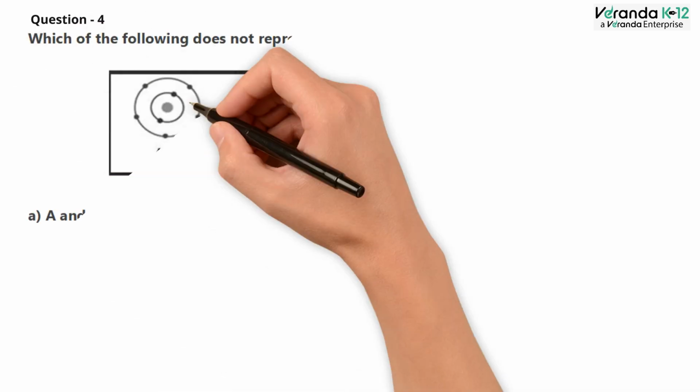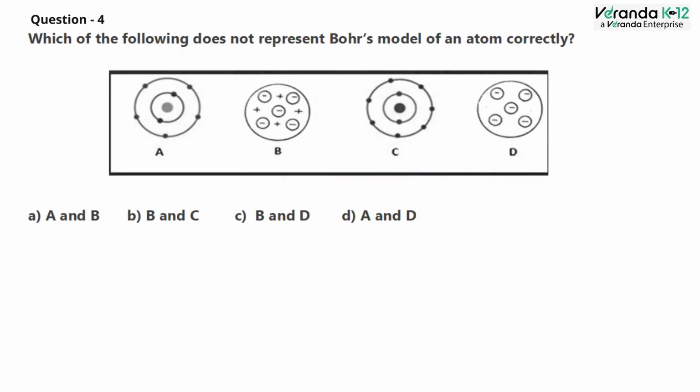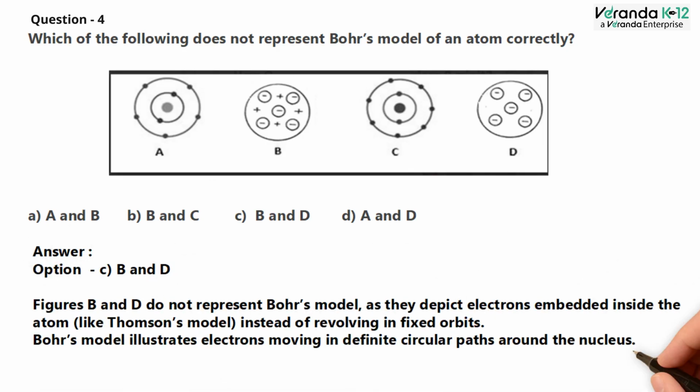Question number 4. Which of the following figures does not represent Bohr's model of an atom correctly? Option A: A and B. Option B: B and C. Option C: B and D. Option D: A and D. The correct answer is option C, B and D.